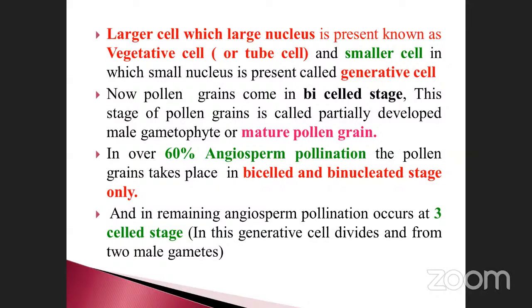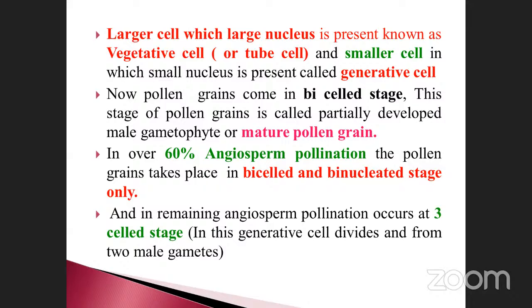60% of the angiosperm pollinations occur at the bi-celled, binucleated stage, as reported by many scientists. Many scientists have reported and analyzed this. In the remaining angiosperms, pollination occurs at the 3-celled stage. This is also possible. How many are remaining? 40%.